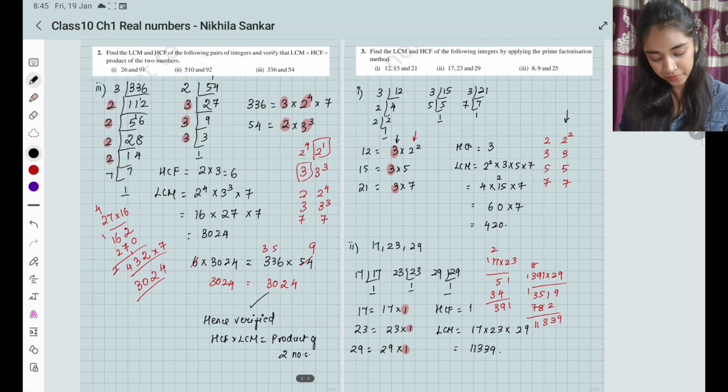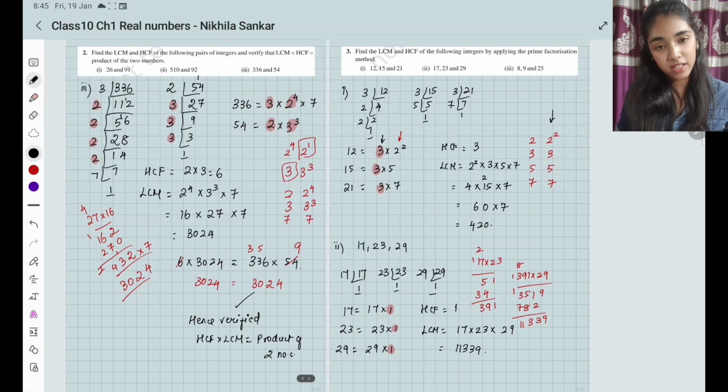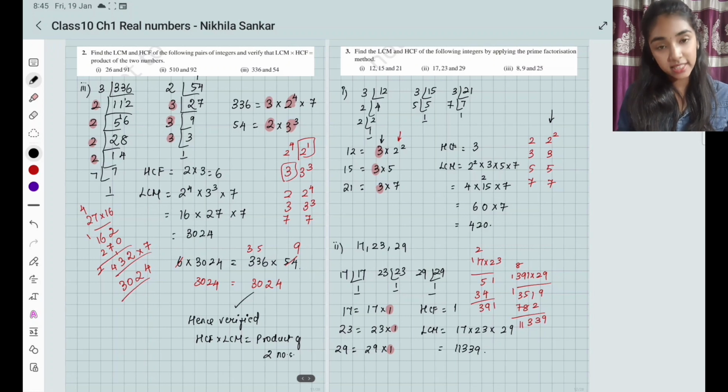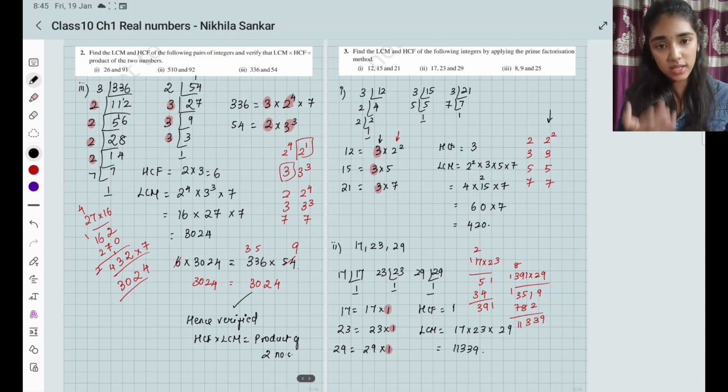Please copy. Write carefully: as HCF you should not write nil here. What is the common number? 1 is there, 1 is the common factor.